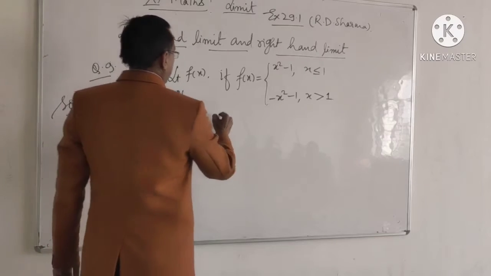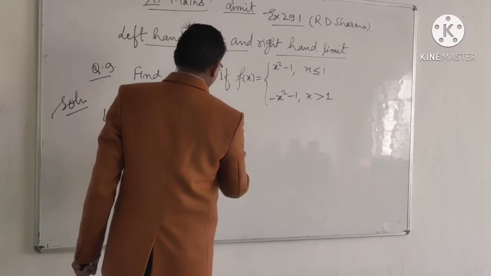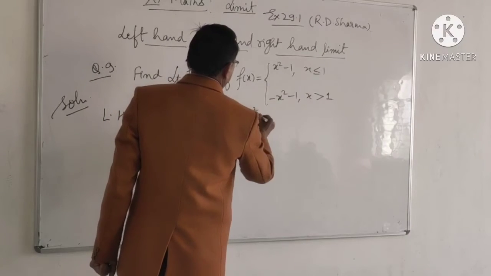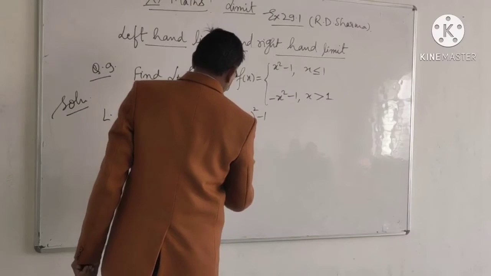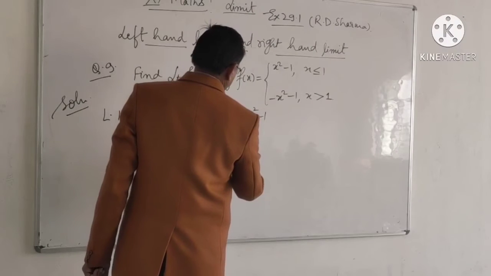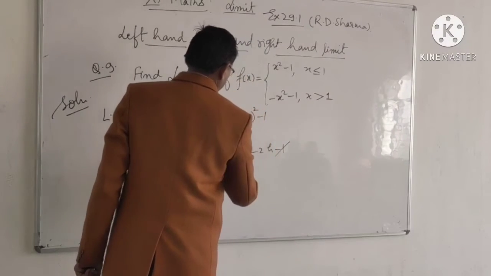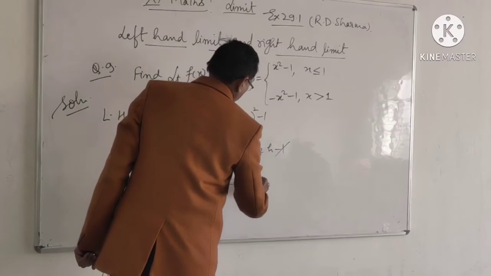It is limit h tends to 0 of (1 minus h) whole square minus 1. Now expanding the square, 1 square plus h square minus 2h minus 1, the 1 is cancelled. Now putting h equal to 0, 0 square minus 2 into 0 will be 0.